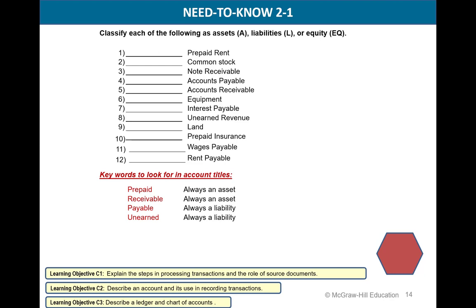Prepaid rent would be an asset. Common stock falls under equity. Notes receivable, asset. Accounts payable, liability. Accounts receivable, asset. Equipment, asset. Interest payable, liability. Unearned revenue, liability. Land, an asset. Prepaid insurance, an asset. Wages payable, a liability. And rent payable, a liability.